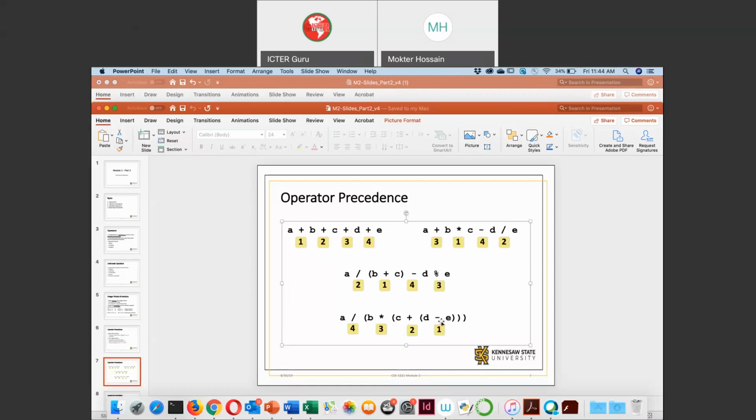So in your test, you may be given an expression and you will be asked to either explain the precedence or write down the precedence like this. Does anyone have any question about this? Very simple. Yes.